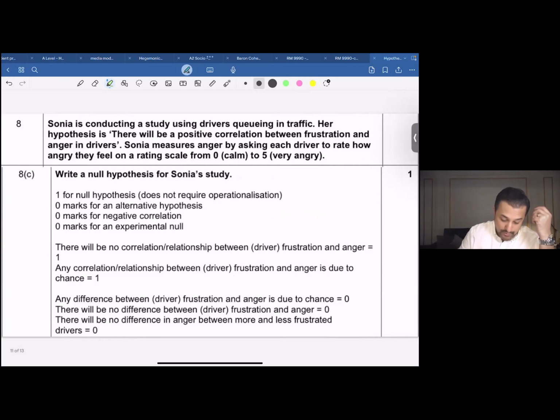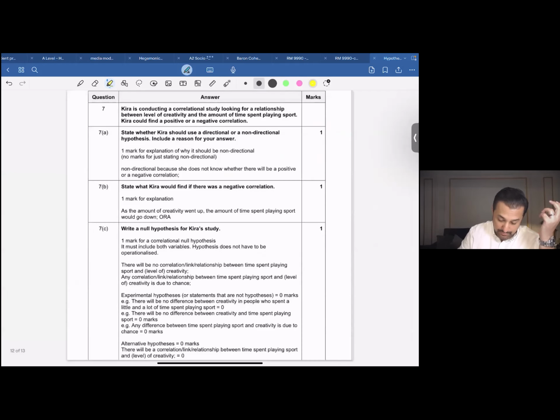Moving on to another question, Sonia is conducting a study using drivers queuing in traffic. Her hypothesis is there will be a positive correlation between frustration and anger in drivers. Sonia measured anger by asking each driver to rate how angry they feel on a rating scale from 0, that is calm, to 5, that is very angry. Write a null hypothesis for Sonia's study. Again, a 1-mark question.